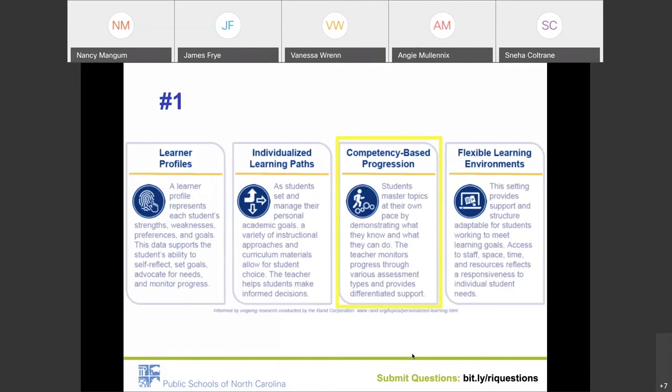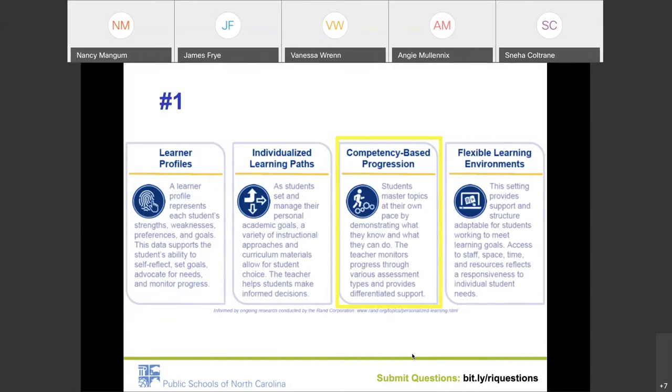The one that I'll call your attention to really quickly is the competency-based progression model. Specifically, we're talking about students mastering topics at their own pace by demonstrating what they know and what they can do. Those are really the two big components of it. The teacher's role is to monitor progress through various assessment types, and then provide differentiated support. That's just high quality core instruction.